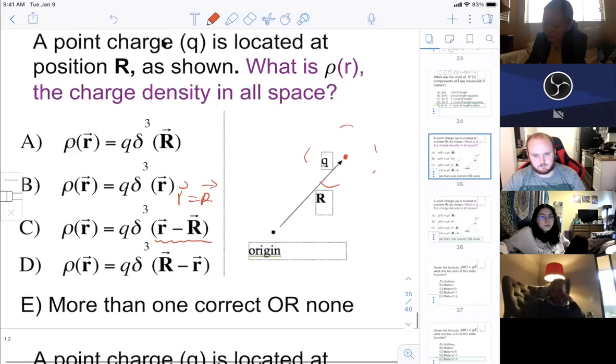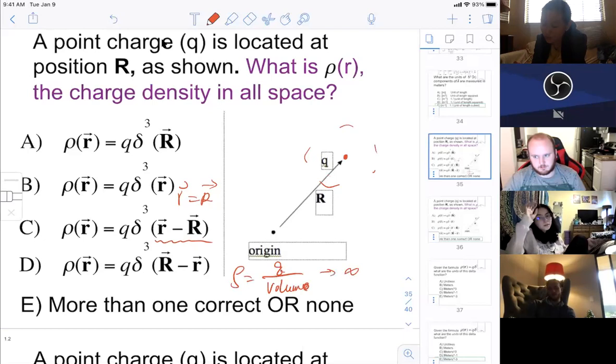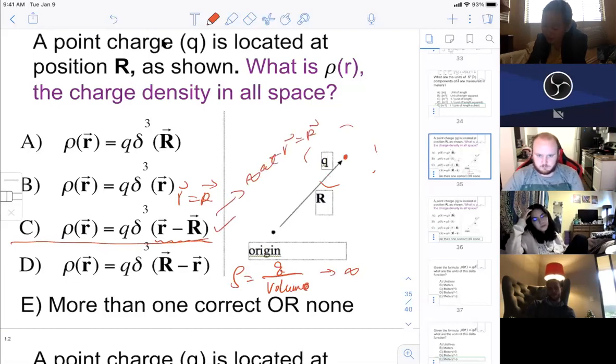So charge density, volume density, is Coulomb, the charge over volume. If I'm confined to one point of the space, you can see that the volume is so tiny. I'm actually looking at the volume density to be pretty much infinity at that location of the charge. To describe that behavior precisely, a delta function can describe that behavior. It's infinity at r equals r', and it is 0 at r not equal to r'. So C is correct. How about D?